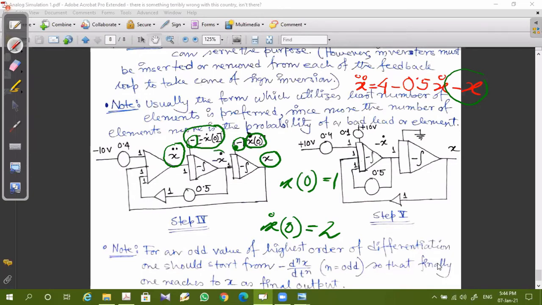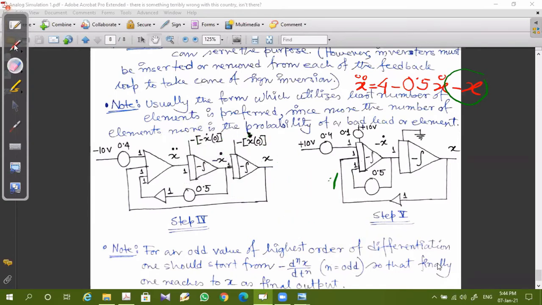This will dictate what should be the initial value. Let me clear everything out so that you can understand. But since there's an inversion involved over here, you should put an inverted value over here, right? So this is how things would look like.